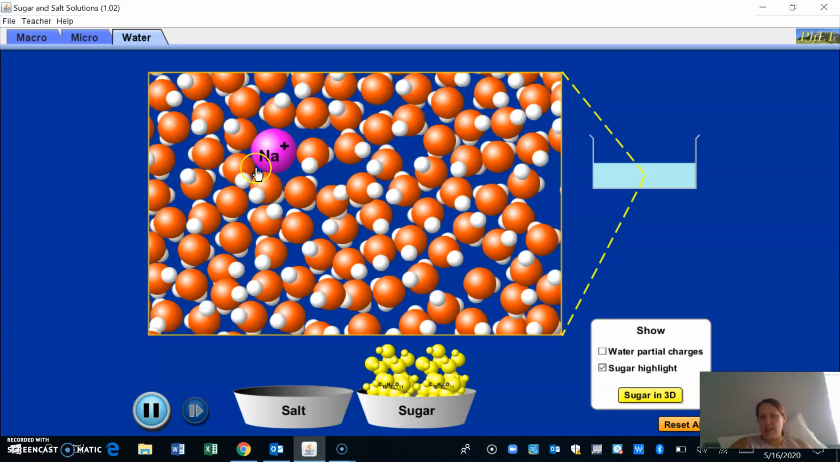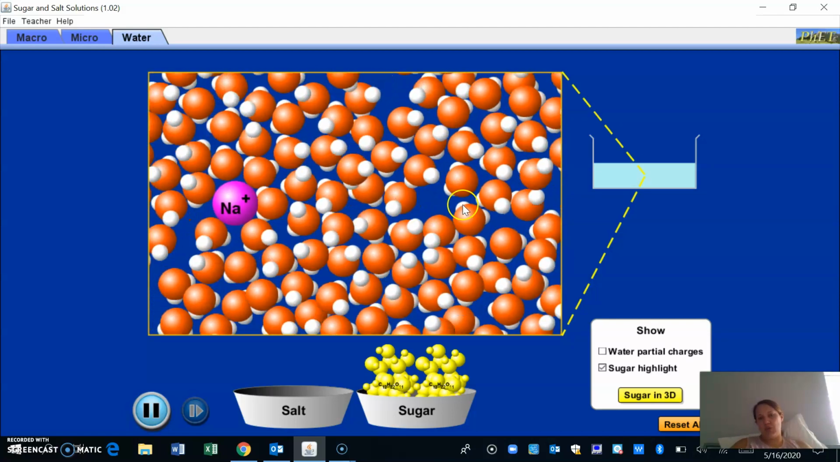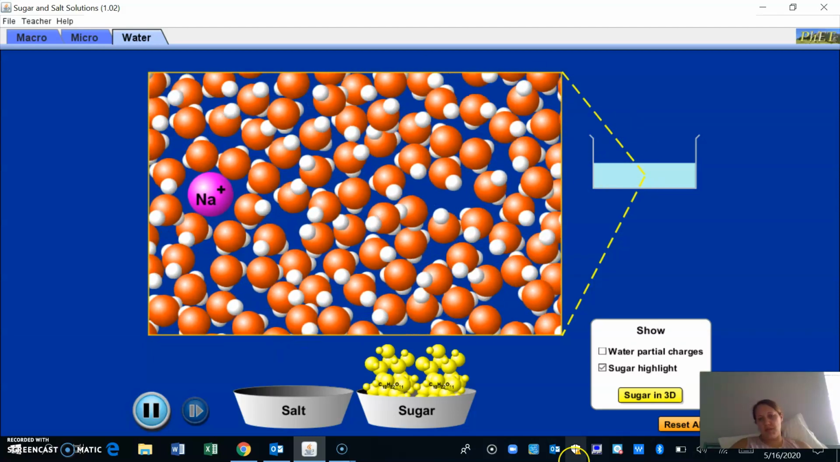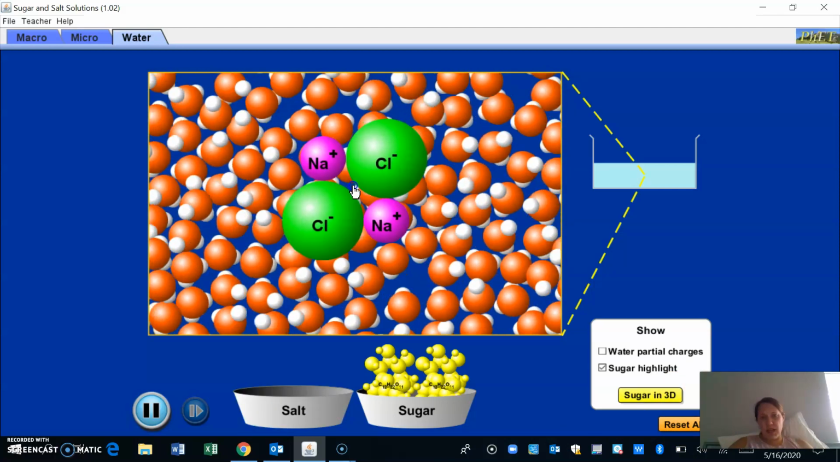where these oxygens are really attracted to the sodium. So all these water particles start to twist around, and the oxygens start to be attracted to the sodiums. Okay, so if I reset this, I'm going to go ahead and drop it in again, kind of in the middle.